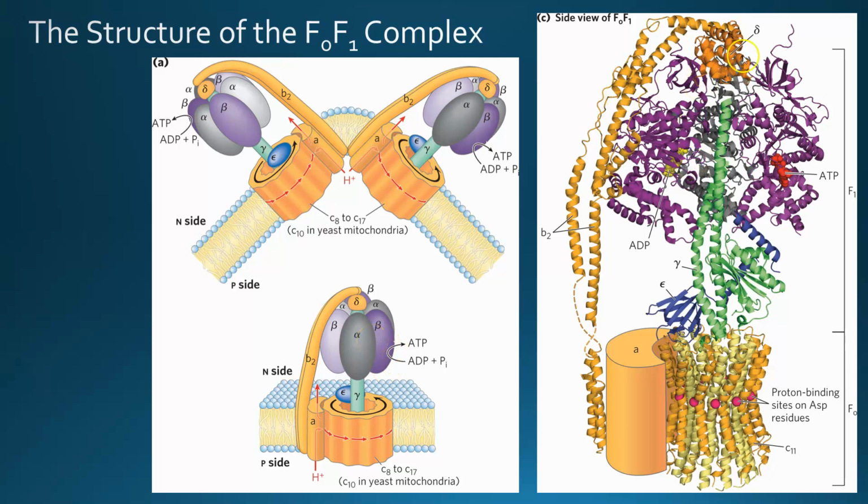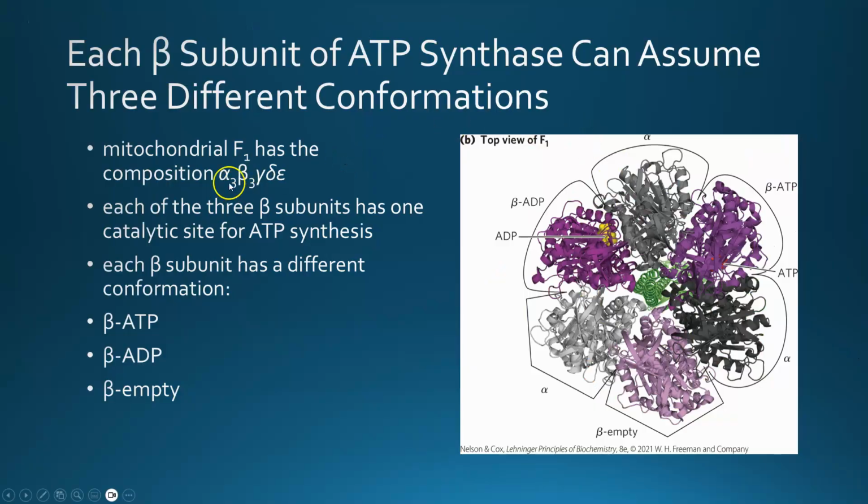Here it is with the secondary structures showing this linker arm with a bunch of alpha helices. Here's your FO complex, and that FO complex has these proton binding sites right in the center on each of the alpha helices. So the F1 component has 3 alpha subunits, 3 betas, a gamma, a delta, and an epsilon. Each of the beta subunits has an active site where you can synthesize an ATP. So what we're looking at here in this top view are the alpha and beta sites. Alpha, beta, alpha, beta, alpha, beta. And each has a different conformation.